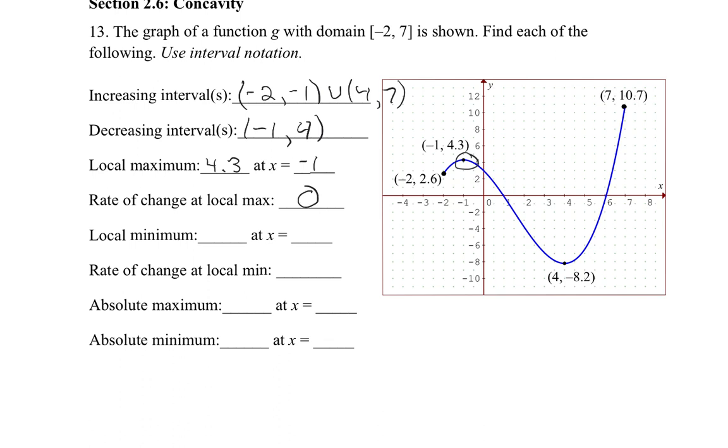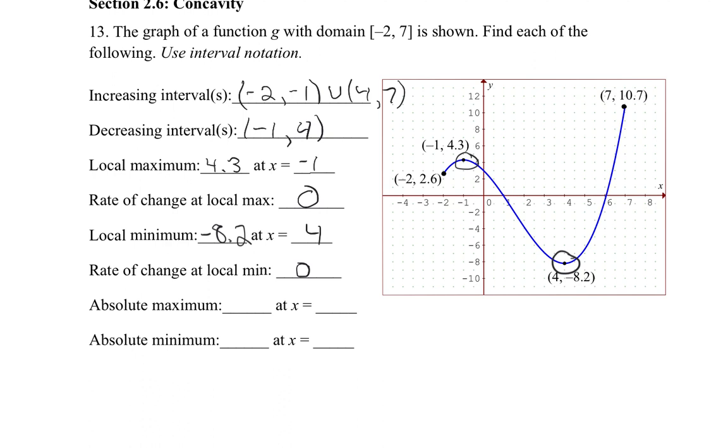Next, it asks about the local minimum. So again, we don't consider the endpoints, and the lowest y value in this interval is at x equals 4, with a value of -8.2. Again, for the same reason as the local maximum, the rate of change at the local minimum should be 0.